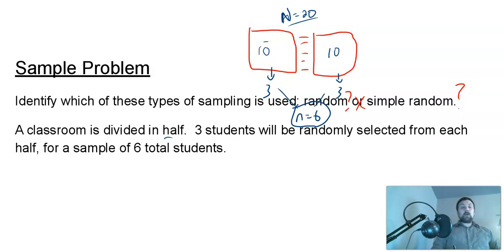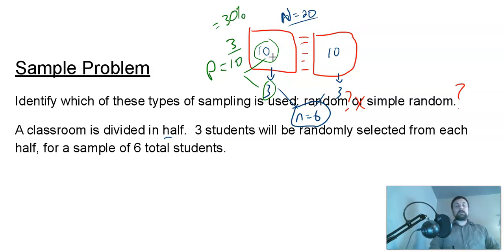So if you're one of the 10 students sitting over here, and I'm going to pick 3 of you for my sample, what's your probability of being selected? It's 3 out of 10, right? It's 3/10, the same thing as 30%. So you have a 30% chance of being selected if you're sitting on this side of the room, because I'm just going to randomly pick, so everybody has the same chance of being selected. 3 of the 10 of you are going to get selected, so you have a 3 in 10 chance of being in my sample.